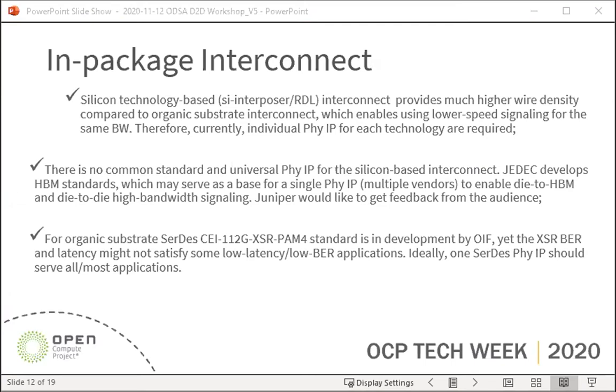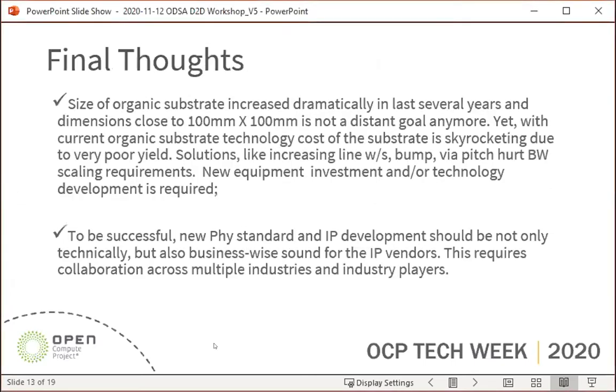And Mark, if we go to the next slide. So a couple of final thoughts, maybe echoing what Mark was saying regarding organic packages. What we observed is that the size of organic substrate increased dramatically in the last several years, and dimensions close to or even above 100 millimeters on a side is not a distant goal anymore. Yet with current organic substrate technology, the cost of such a substrate is really skyrocketing due to very poor yield.